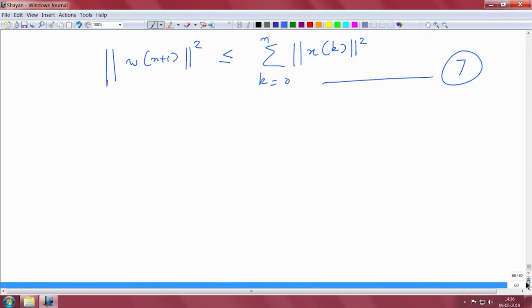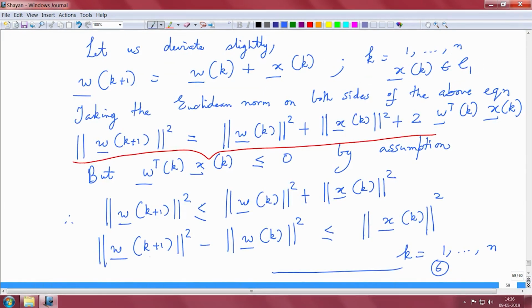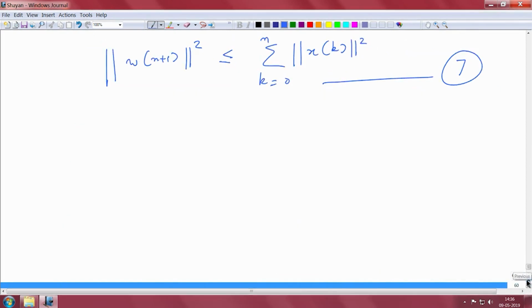Okay, this is straightforward, right. You take 2 minus 1, 3 minus 2, 4 minus 3, and so on, as the index k is unfurling. So, you will just land up with w n plus 1 and then w 0, and w 0 is the 0 vector. Therefore, you land up with norm of w n plus 1 squared, and norm of w 0 squared is 0 anyway. So, you have this summation of norm of x k squared from k equals 0 to n. Okay, now we have to bound this somehow.